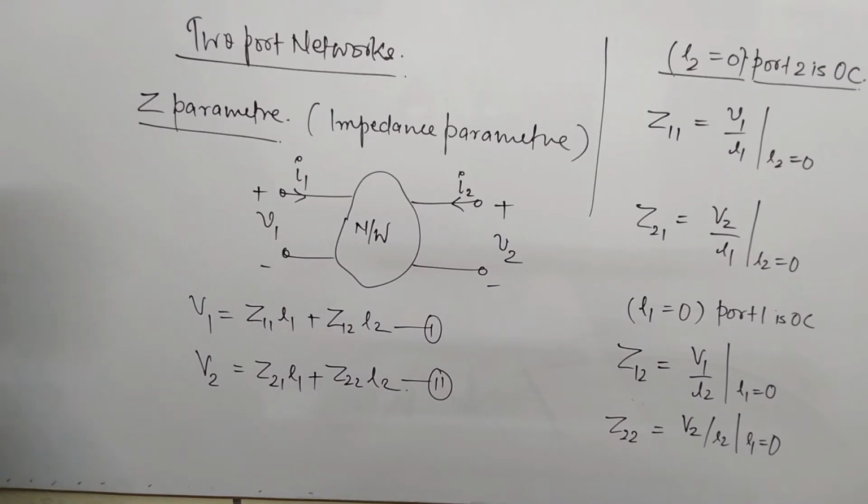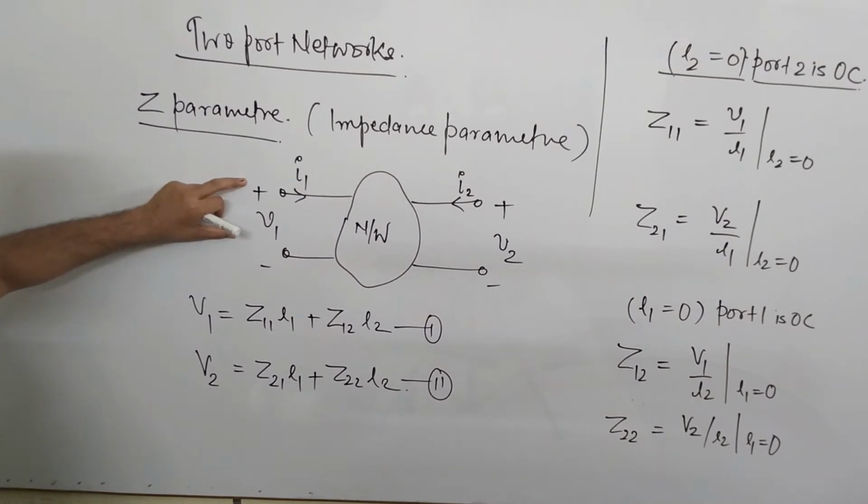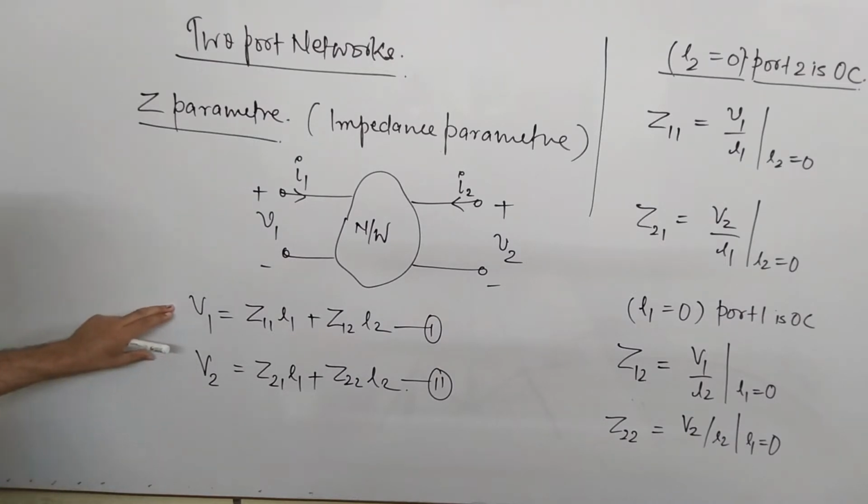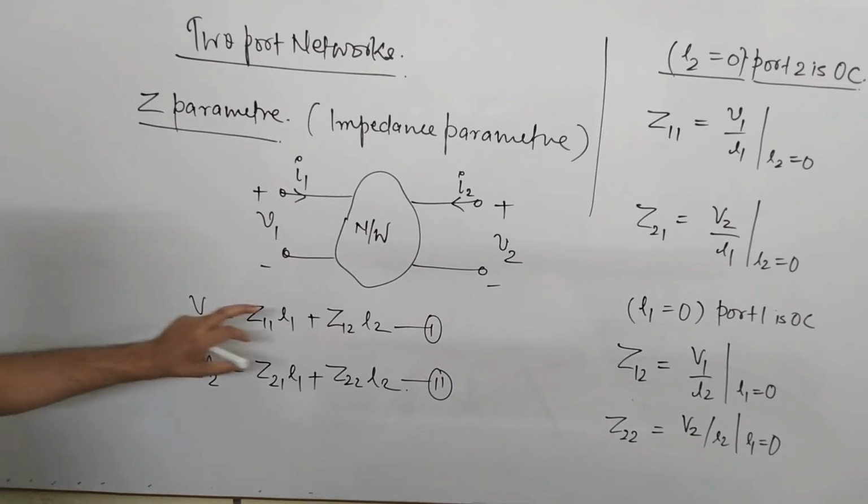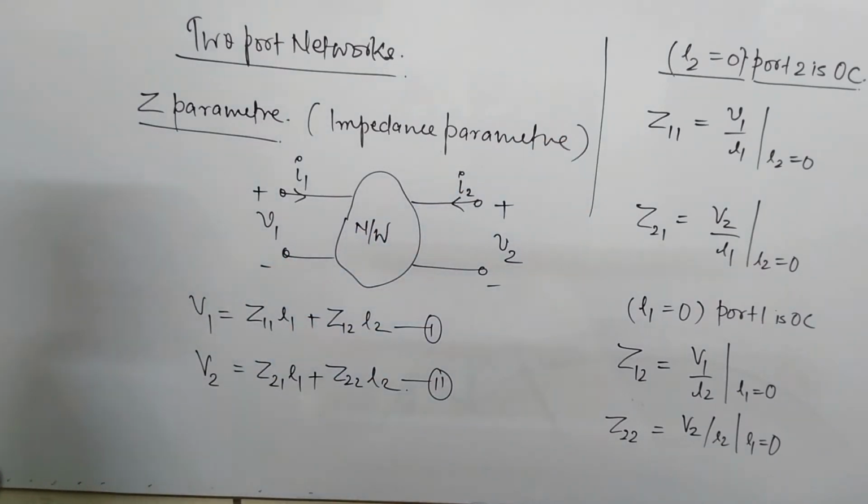So these are the first condition of Z parameter, in which we have first seen the condition, network which represents a two-port network. Now how have we found the Z parameters? We have written these equations, and with the help of these equations we have identified the port parameters.